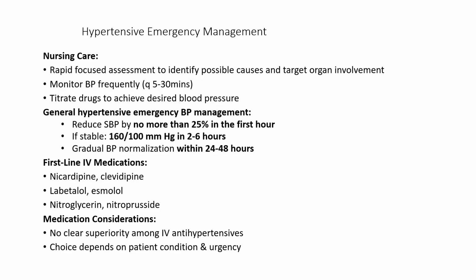And the reason we do this slowly is if we lower it too quickly, we can have some cerebral perfusion issues. So we want to make sure we don't drop it too quickly. Our first line IV medications that are often given are going to be nicardipine, clevidipine, labetalol, esmolol, nitroglycerin or nitroprusside. And with consideration of those medications, there's not a clear superior drug out of these that I've just listed. It's just going to depend on the patient's condition and the urgency and what's going to work best for them.